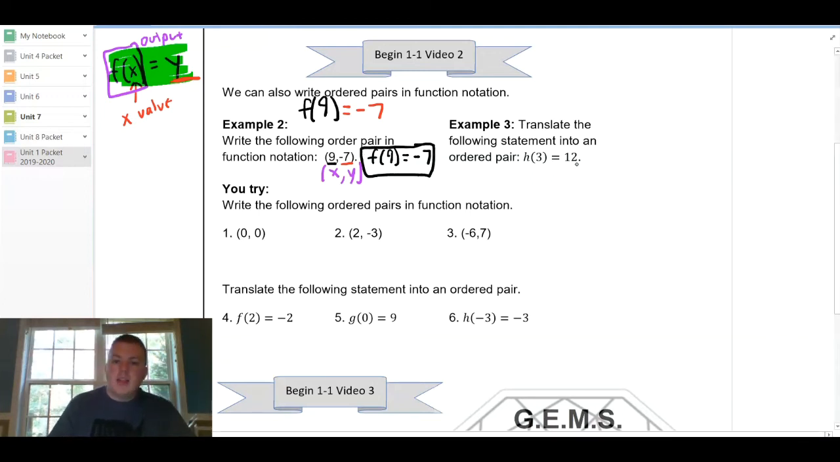Now, working it the other way, we are given this one in example 3 in function notation. H of 3 is equal to 12. So again, if I'm looking at the form f of x is equal to y, because they are the same thing, they're just two different ways to write it, I am going to take what is in the parentheses, and that's going to be my x value. So my x value is going to be 3. And then it's equal to my y value, which in this case is 12. So it would just be 3, 12.